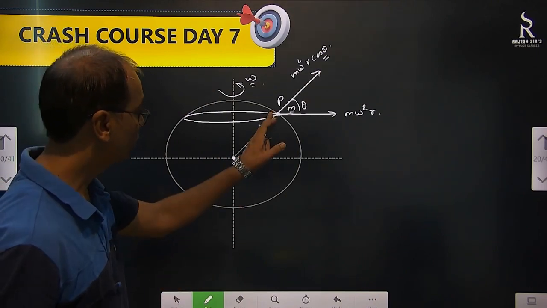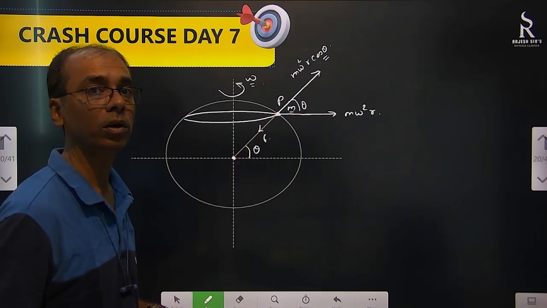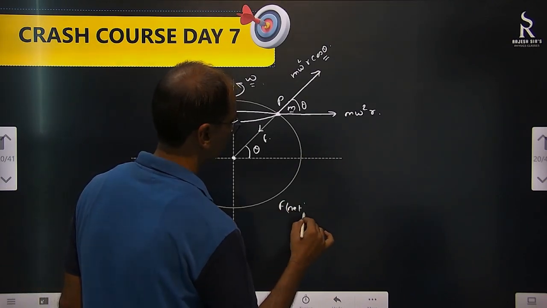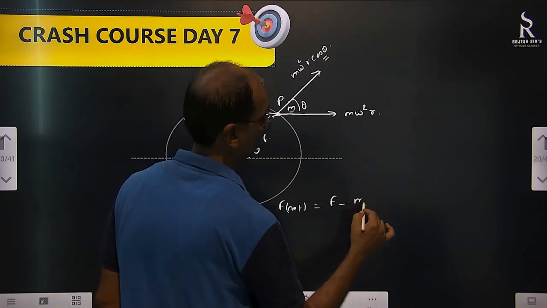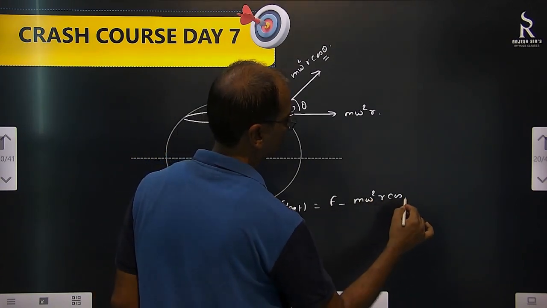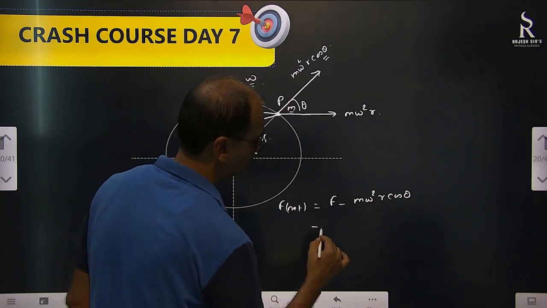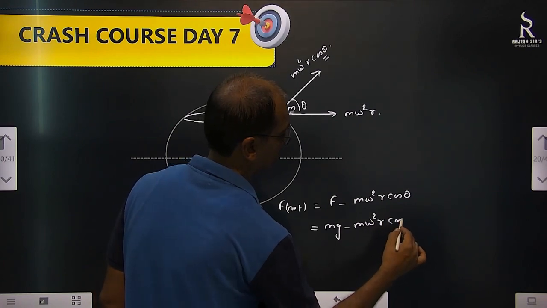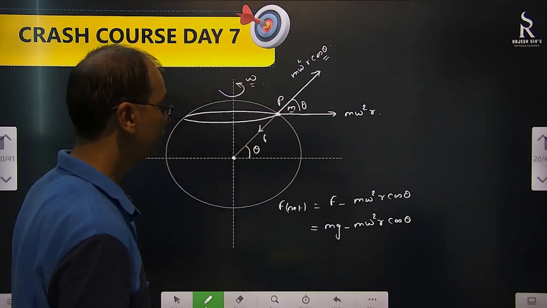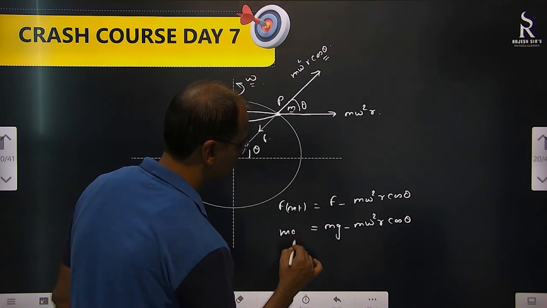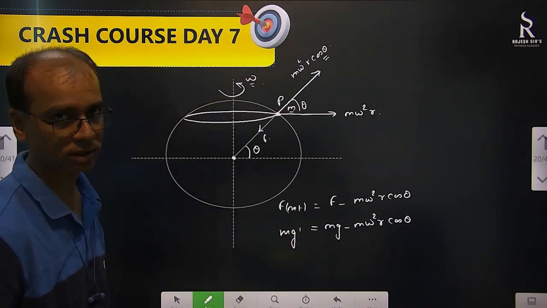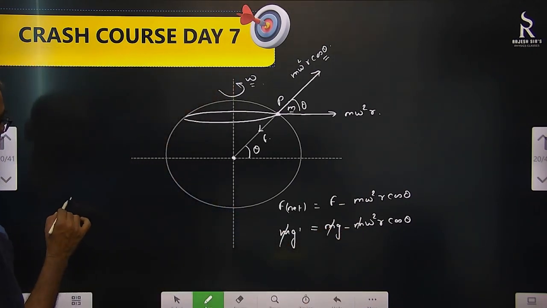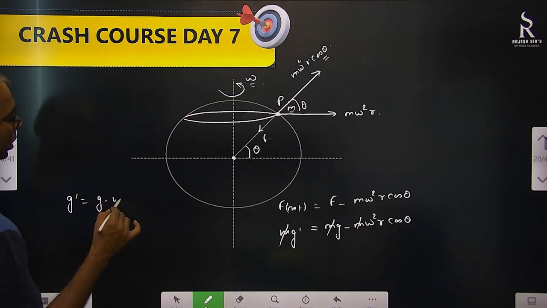So what is the net force with which earth is attracting it in this direction going to be? Net force is F minus m omega square r cos theta. Now what is this F? F is mg. Then what do we call this force? We say that this force is mg dash. Because g only is changing, mass never changes. So m and m get cancelled. So g dash value is g minus omega square r cos theta.